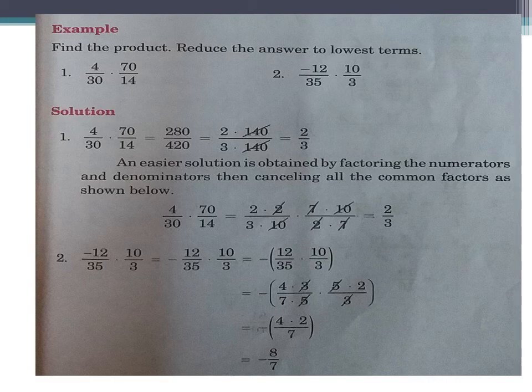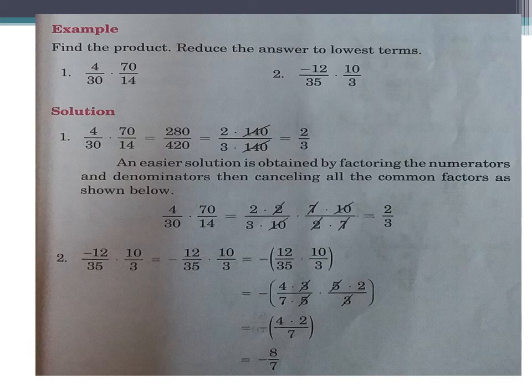Another example, we have negative 12 over 35 times 10 over 3. Here's the solution. Negative 12 over 35 times 10 over 3 is equal to negative times 12 over 35 times 10 over 3. Now, if we factor out 12, that is 4 times 3. If we factor out 10, that is 5 times 2. If we factor out 35, that is 7 times 5, then 3. Since the factor of 3 is 3 times 1, no need to write 1.